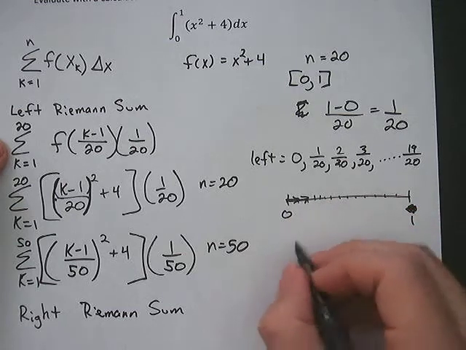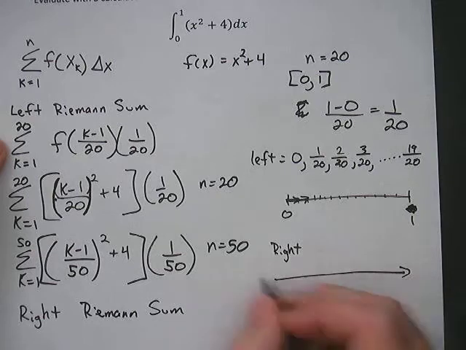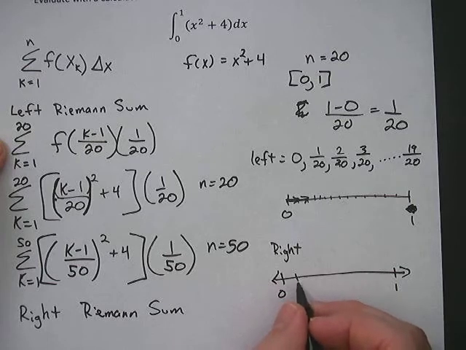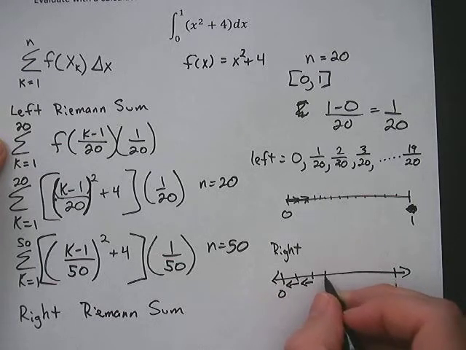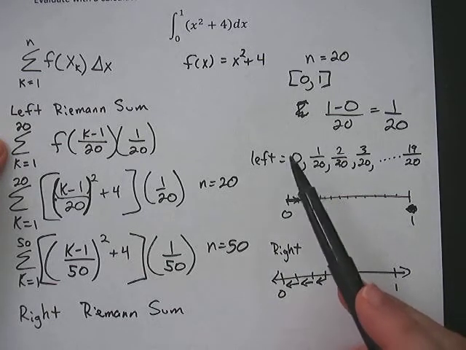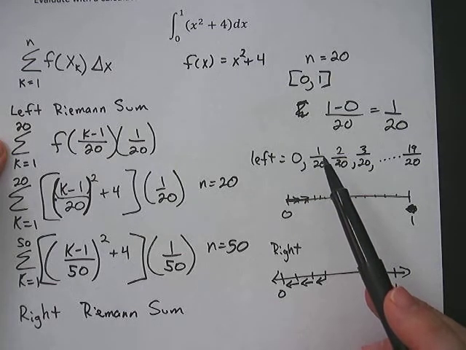The difference between that and the right: you have this same interval from 0 to 1, except you're going to start at 1 and go backwards on your rectangles that you're drawing. So our first one that we're plugging in is not 0 like it is on the left. It's 1 over 20 that is going to be our first one.